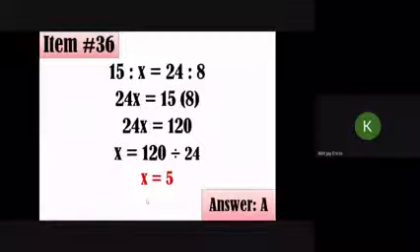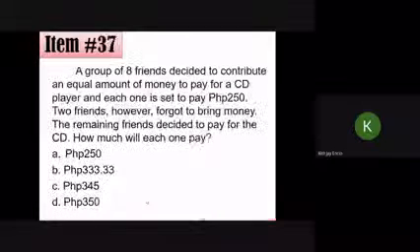Let's have number 37. A group of 8 friends decided to contribute an equal amount of money to pay for a CD player, and each one is set to pay 250 pesos. However, 2 of them forgot to bring money. And of course, the remaining 6 people will have to shoulder the total amount. So how much will each one pay? 50, 333.33, 345, or 350.